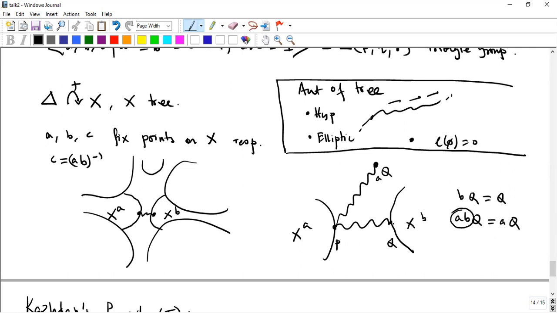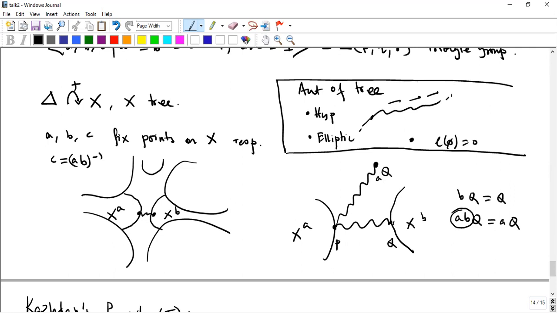But AB is an automorphism. So AB takes Q to AQ, yeah? But AB is an automorphism which also has fixed points, because AB is literally C inverse and C is finite order. So AB is finite order. So AB also has a fixed point. So AB is also a rotation about a point, right? It fixes some point and rotates about it.